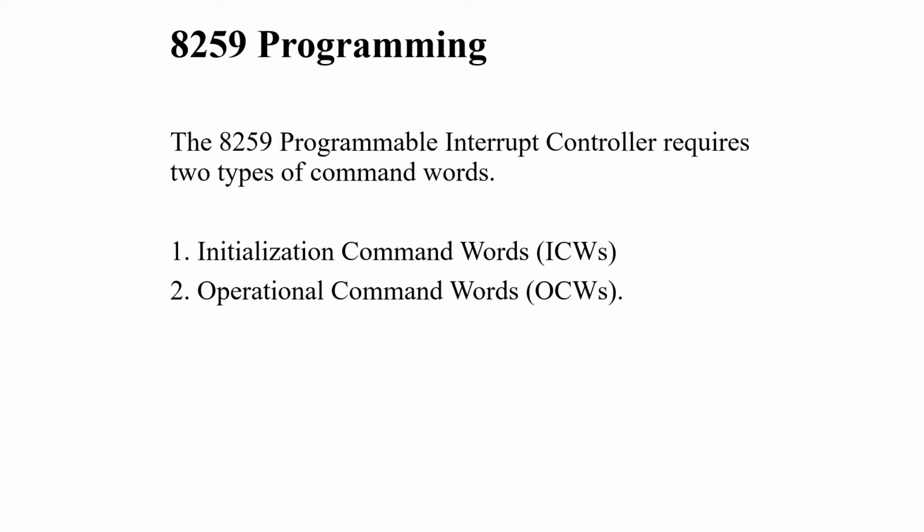For 8259 programming, PIC requires two types of command words. First, initialization command words, in short ICW, and second, operational command words, in short OCW. PIC, that is Programmable Interrupt Controller, is programmed with total 4 ICWs and 3 OCWs.